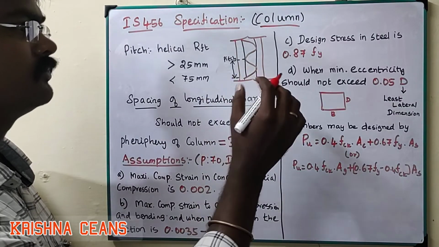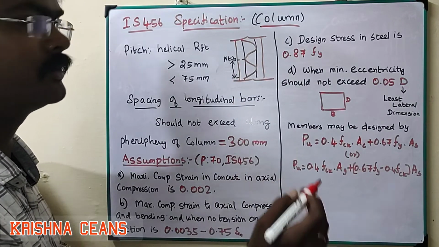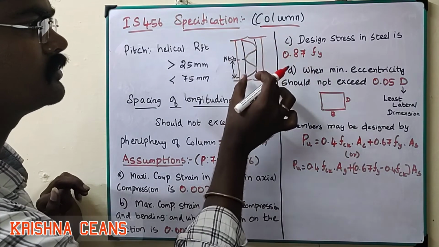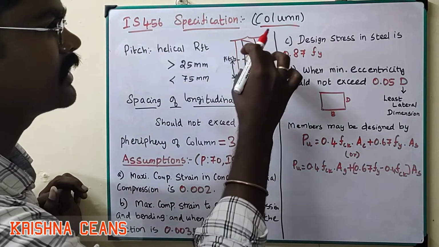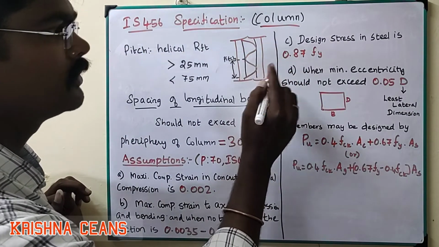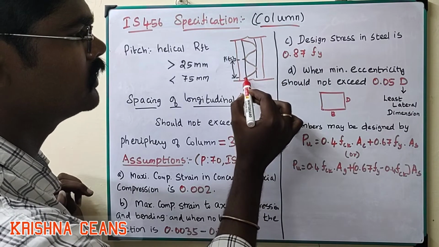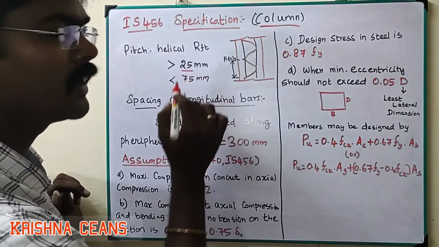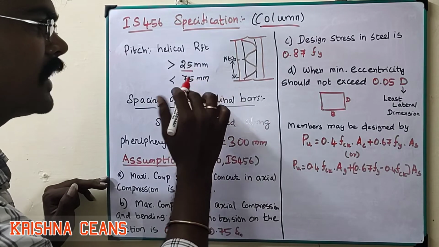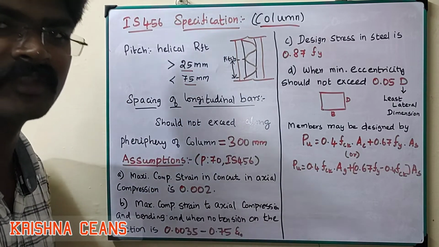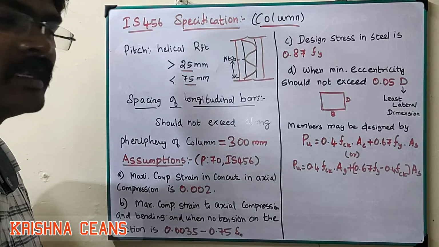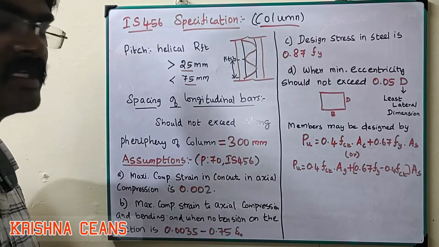In the case of pitch for the helical reinforcement, this is the column, this is the main reinforcement, this is the lateral tie. If the lateral tie is a spiral, the distance from here to here we have to maintain at minimum 25 mm, and the maximum should not exceed 75 mm. The range of 25 to 75 mm you have to maintain for the helical reinforcement pitch distance.